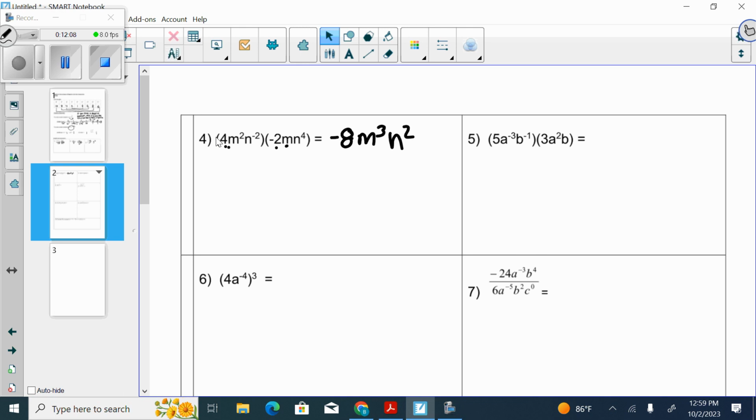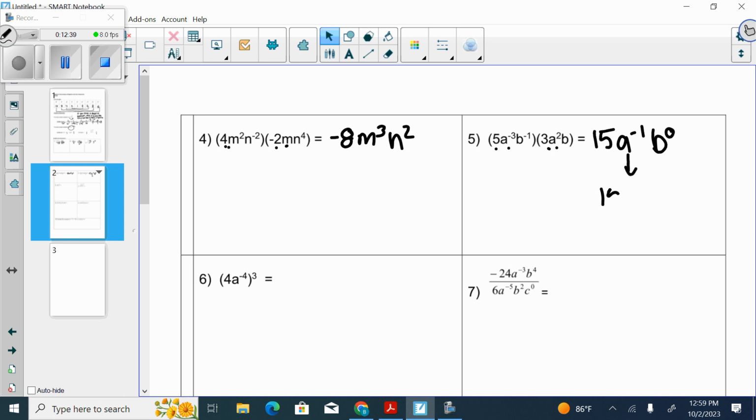All right, number 5. What am I going to do with the 5 and the 3? Multiply. What do we get? Good. All right, my exponents for a. Negative 3 and positive 2. Negative 1. So I have a to the negative 1. And b, b to the what? 0. Okay. So we do have a negative exponent here, right? How am I going to fix that? Where do I move it? Put it under, right? I'm going to move this down.